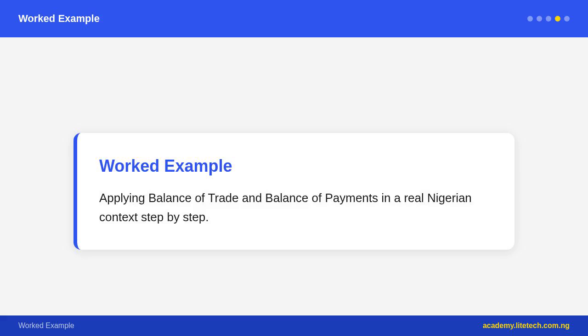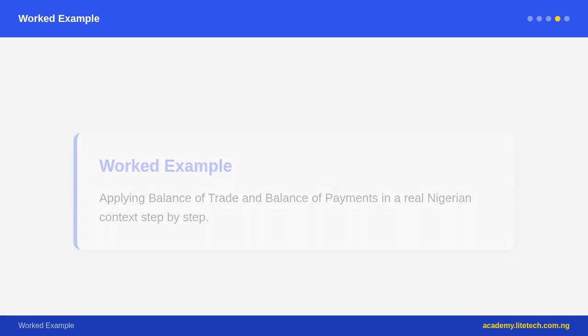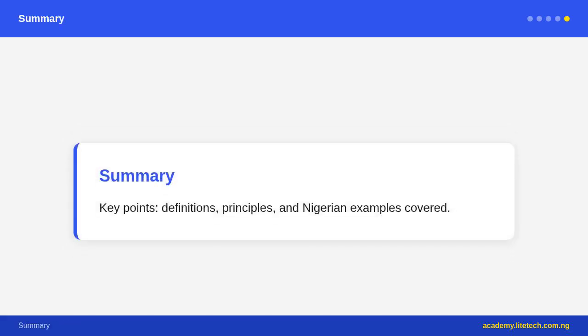Nigeria's balance of trade: main export is crude oil. When oil prices are high, Nigeria tends to have a trade surplus. When oil prices fall or Nigeria imports more refined petroleum, it can slip into a trade deficit. Balance of payments, BOP: comprehensive record of all economic transactions between a country and the rest of the world over a period, usually 1 year. Broader than balance of trade: includes goods, services, income, and financial transactions.